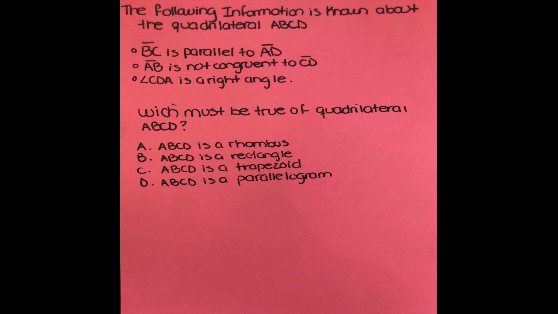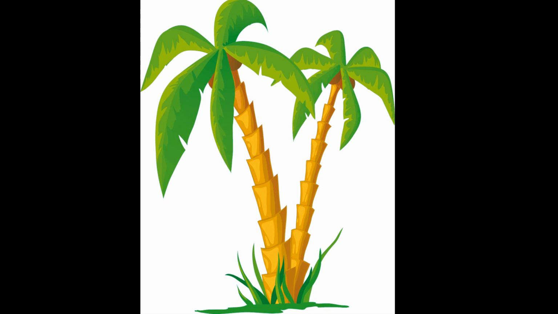A. ABCD is a rhombus. B. ABCD is a rectangle. C. ABCD is a trapezoid. And D. ABCD is a parallelogram. Based on the given information that we have, let's find out what must be true of quadrilateral ABCD.